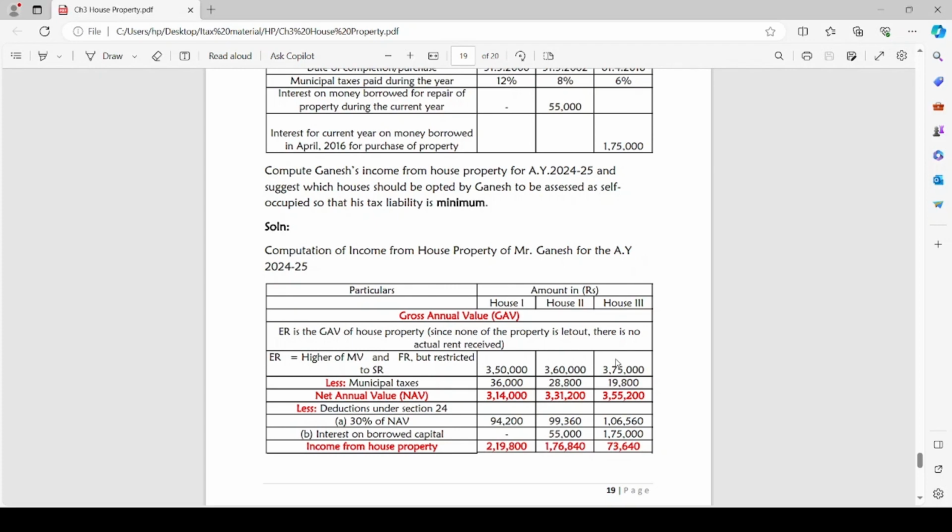Providing for deductions under section 24, that is our third step. Deduction under section 24A, that is standard deduction, is 30% of NAV. So 30% of 3,14,000 is 94,200. 30% of 3,31,200 is 99,360, and 30% of 3,55,200 is 1,06,560. These are provided as deductions under section 24A, the standard deductions.